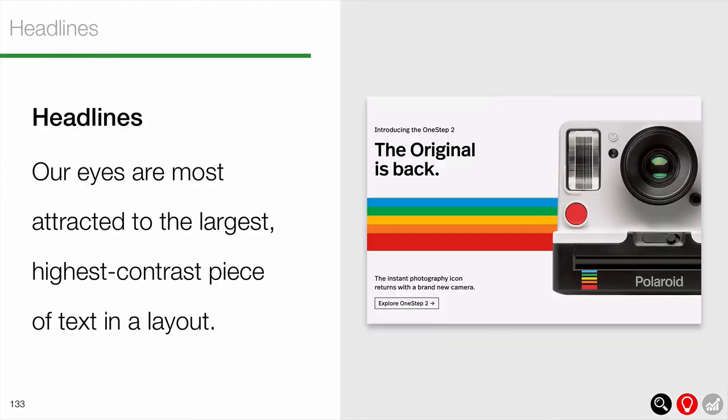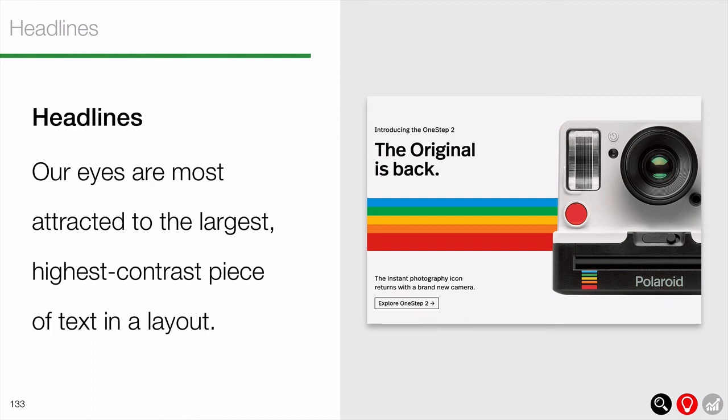The next thing we need to start thinking about are headlines or strap lines on an email, for example. And in this particular instance, our eyes are most attracted to the largest, highest contrast piece of text and layout. And whenever you're thinking about conversion elements on a page, the most important thing that you can change that has the biggest impact is your headline or your strap line. So that biggest piece of copy on the page, "The original is back."